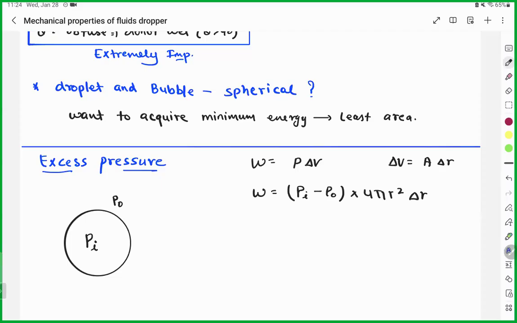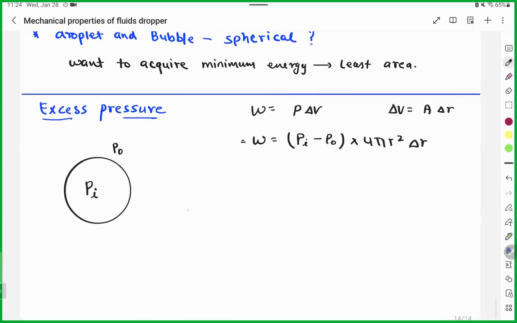Make sense? And what is your work done? Work done, I will write separately first, is equal to force into displacement. Correct? Force is equal to surface tension into the length, into displacement, area. So can we say surface energy is equal to tension multiplied by area? You already did this.